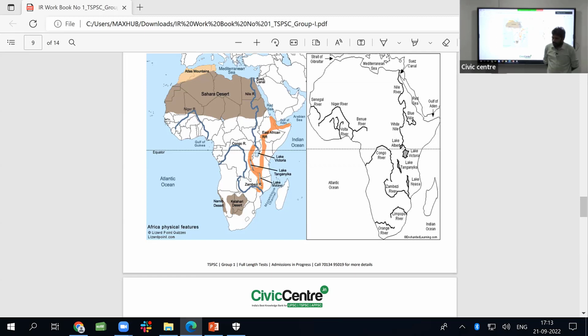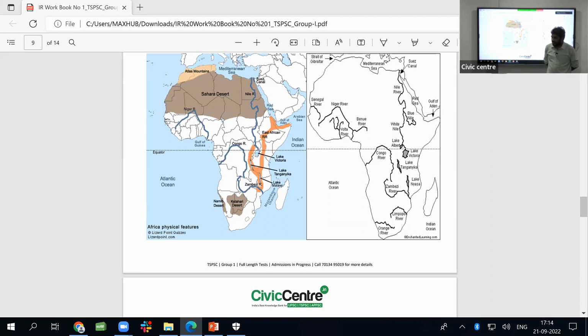Now, just look at the rivers. The Nile is originating from Lake Victoria and flowing into the Mediterranean Sea. Blue Nile and White Nile are major tributaries. The Grand Ethiopian Renaissance Dam, located in Ethiopia, has been in the news.